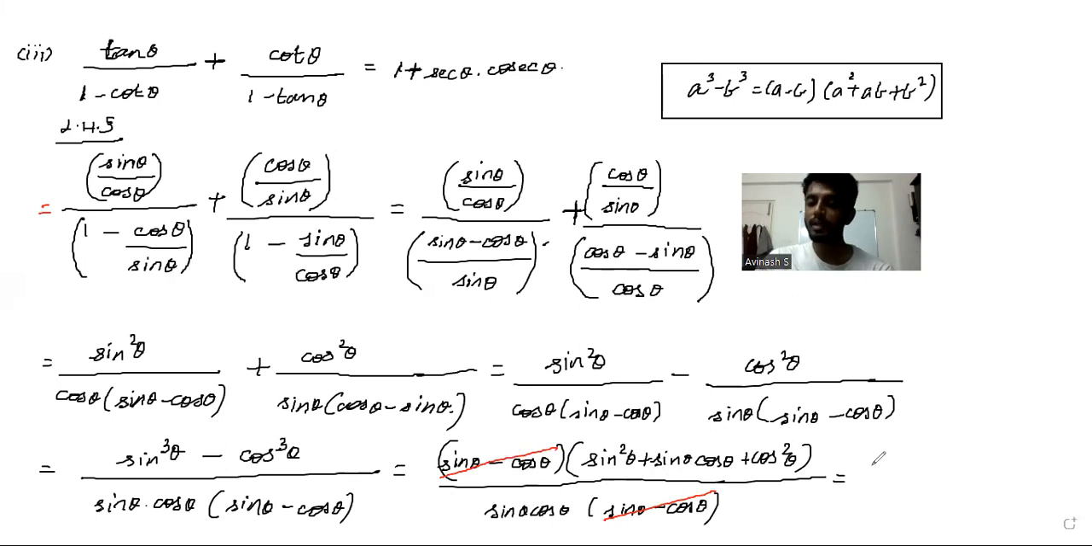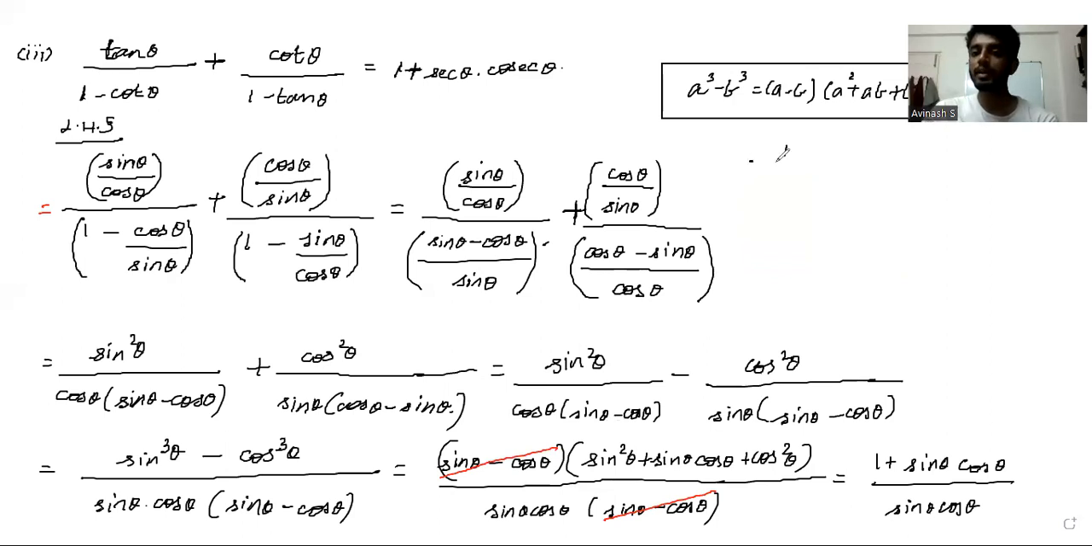Now, even now here, this can be further simplified as 1 plus sin theta cos theta divided by sin theta cos theta. How I got 1 is, again, sine square theta plus cos square theta will become 1 according to the identity. So this becomes 1, and whatever you're left with is sine theta cos theta. So this becomes 1. Sine square theta plus cos square theta is 1 plus sine theta cos theta by sine theta cos theta. Now the last step goes something like this.